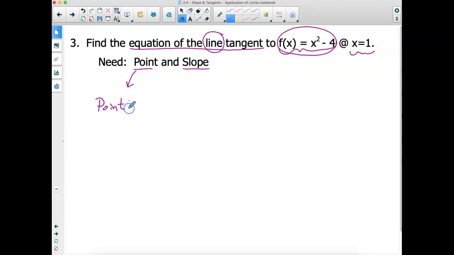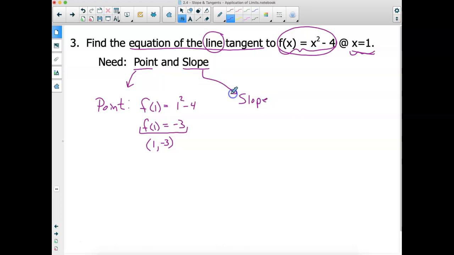The point would actually be, well, if it's at x equals 1, I need to find out what is f of 1. Well, what is f of 1? It's going to be 1 squared minus 4. So f of 1 equals negative 2. All right, what? I'm on the wrong thing here. F of 1, actually, negative 3. Now, this is a crafty way to say an ordered pair of 1 comma negative 3. There's my point. The other thing we need is the slope, okay?